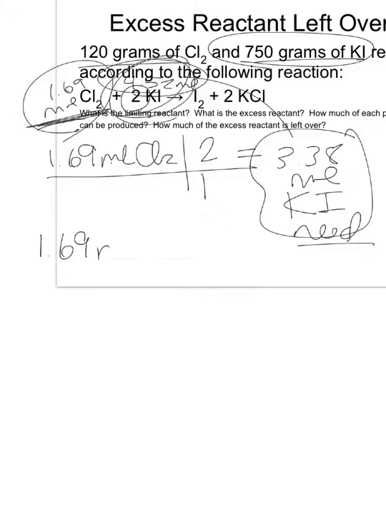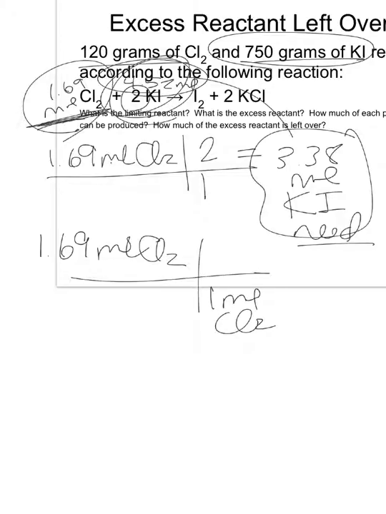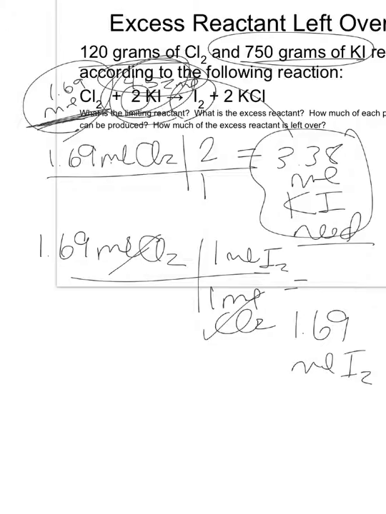So I'm going to use my limiting and say 1 mole of chlorine is going to, it says each reactant, but let's just do I2. We'll make 1 mole of I2. I should be able to make 1.69 moles of I2. Now I can always get that back to grams if I want to, but that's what I should be able to make.